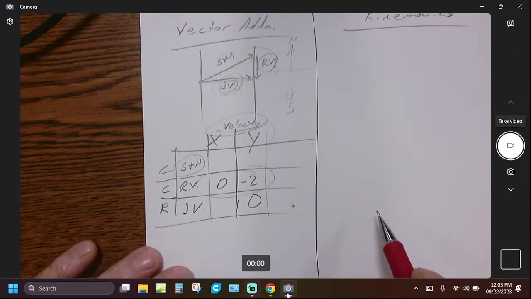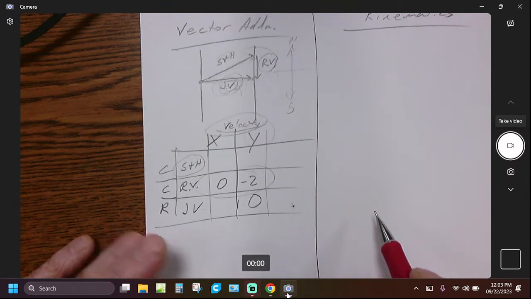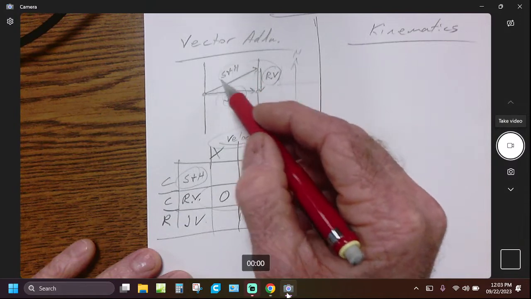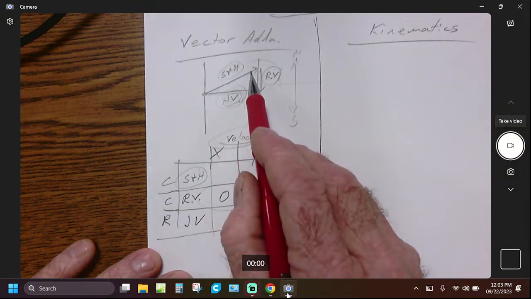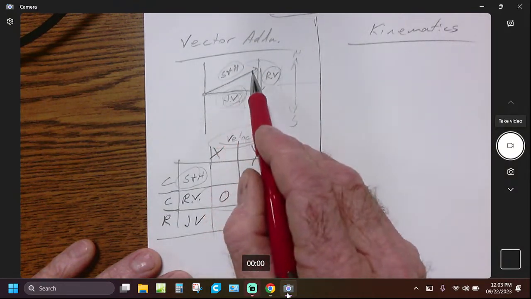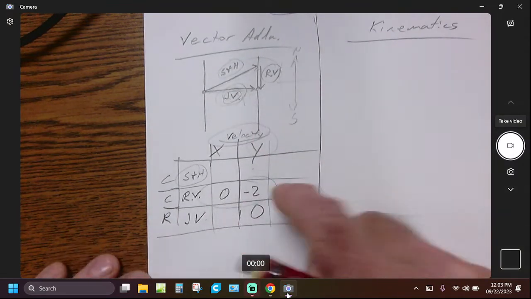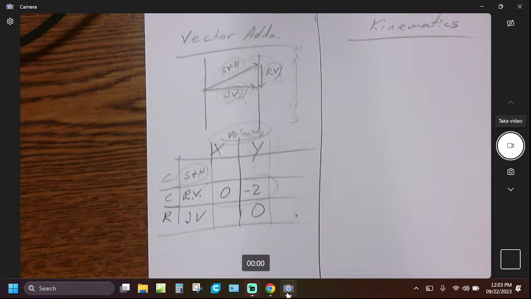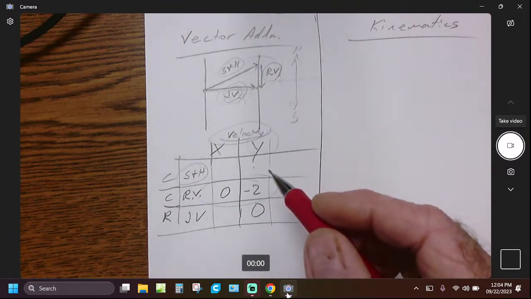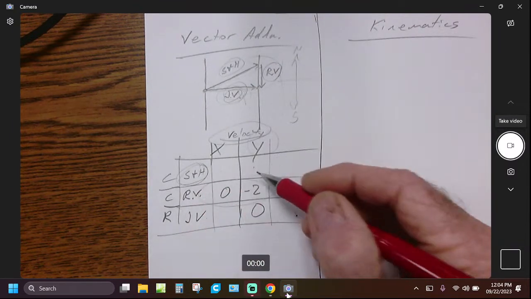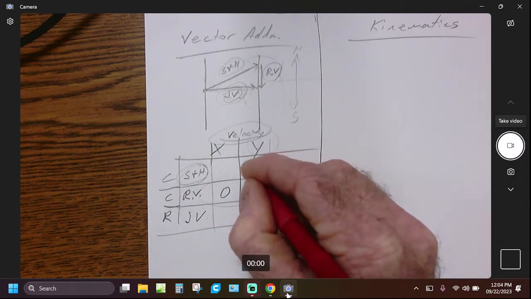And let's see. Speed and heading. We know her speed in still water is 3, but that means this is 3. We don't know the x or y components of that. So there's one other thing I can fill out in this chart without really doing any special math. What is it? The y of her speed and heading. What's that? It's got to be positive 2.